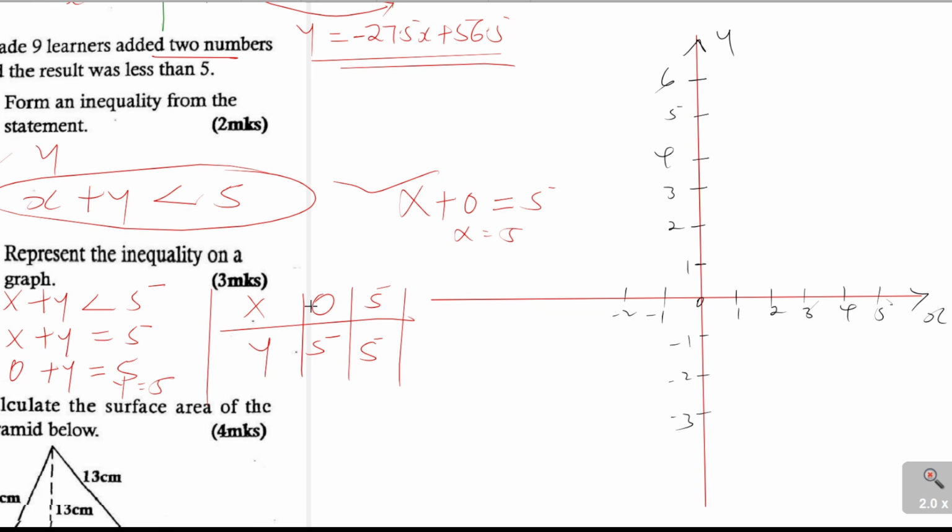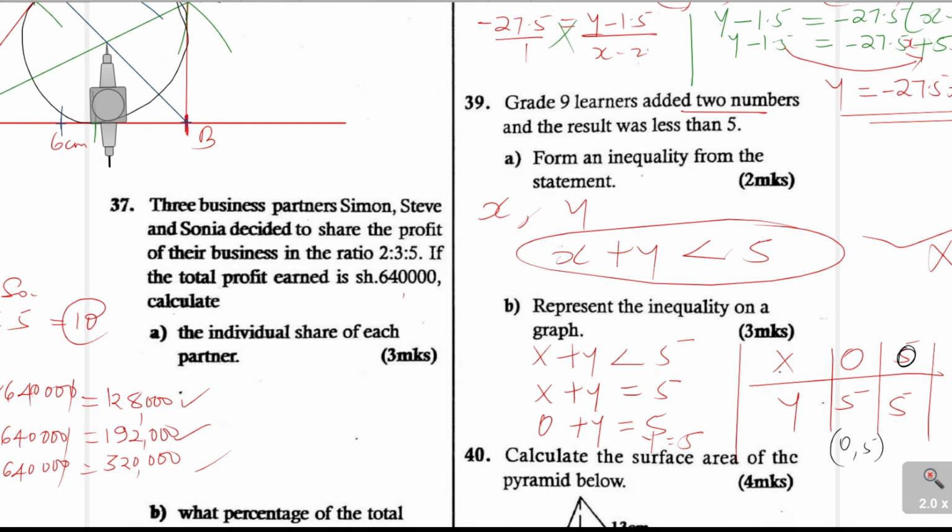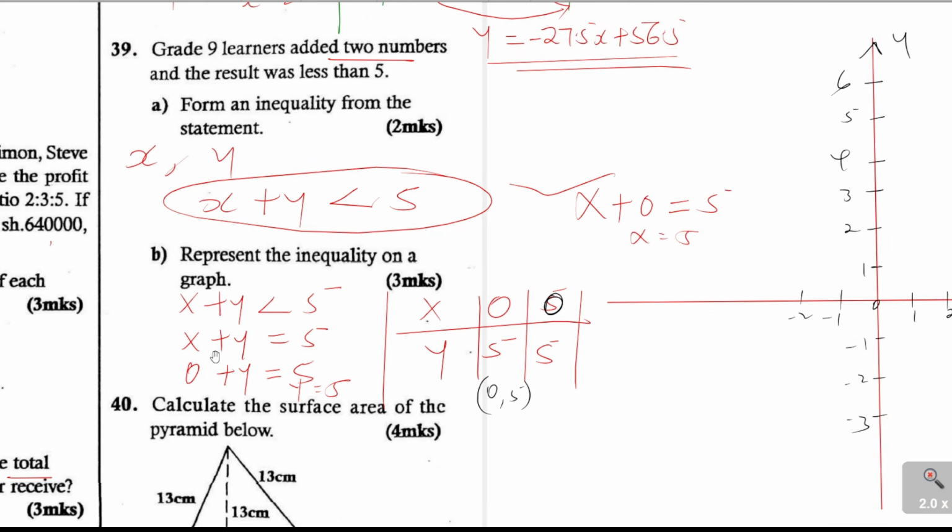You require to plot these points. One is 0, 5. That is the first point. And the other one is, oh, it is 5, 0. I'm sorry, there's something here that I need to correct. When x is 0, y is 5. When y is 0, then x is 5. Sorry for that.